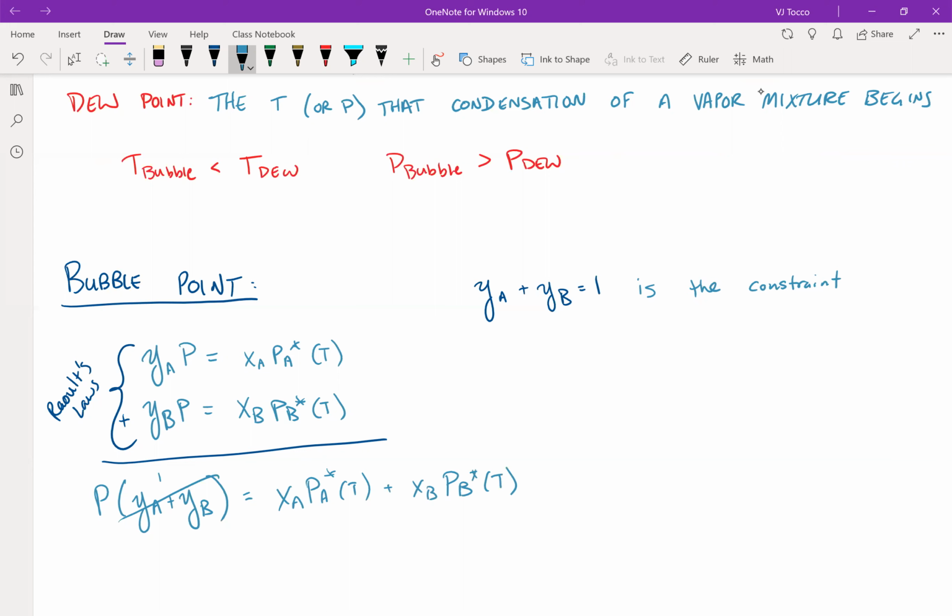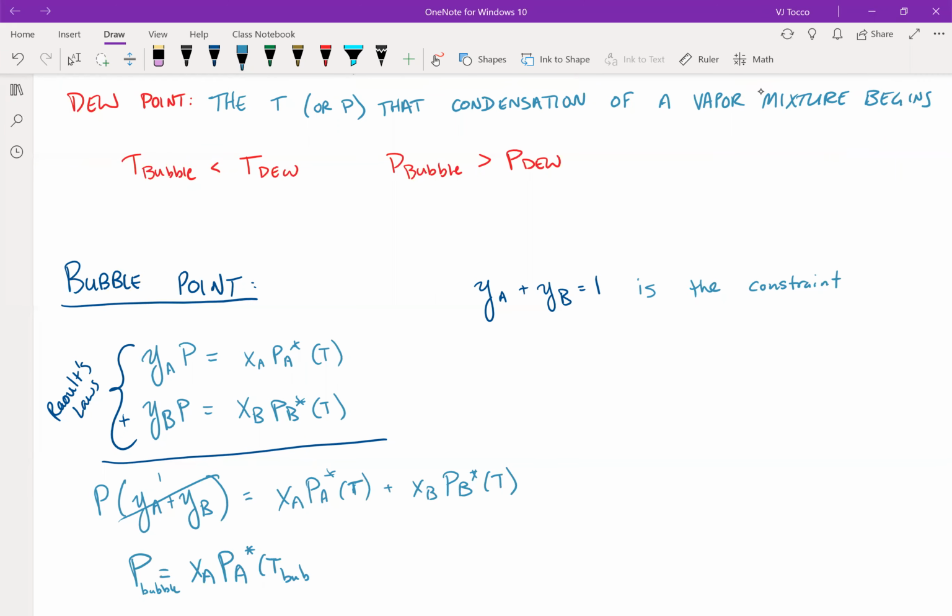And nothing factors out on the right-hand side because these vapor pressures are for different components and they are therefore different. However, the temperature is the same. Therefore, if I clean this up a little bit, I get P is equal to XA PA star of T plus XB PB star of T, and this is T bubble, if I want to be specific about it. This is also P bubble.